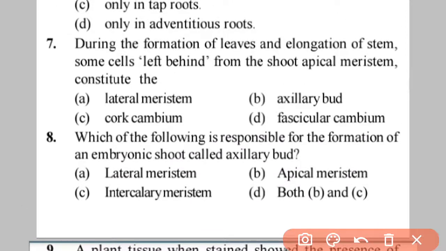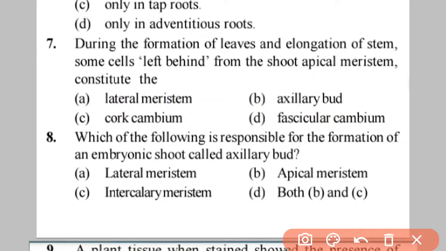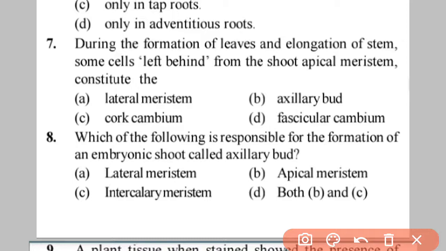Question number 7 is, during the formation of leaves and elongation of stem, some cells left behind from the shoot apical meristems constitute the, which one? Lateral, axillary, cambium or fascicular cambium? So it is basically axillary bud. Okay, the cells which are left behind from the shoot apical meristem constitute the axillary bud. Okay, so option B is correct. Let's move on to the next question.